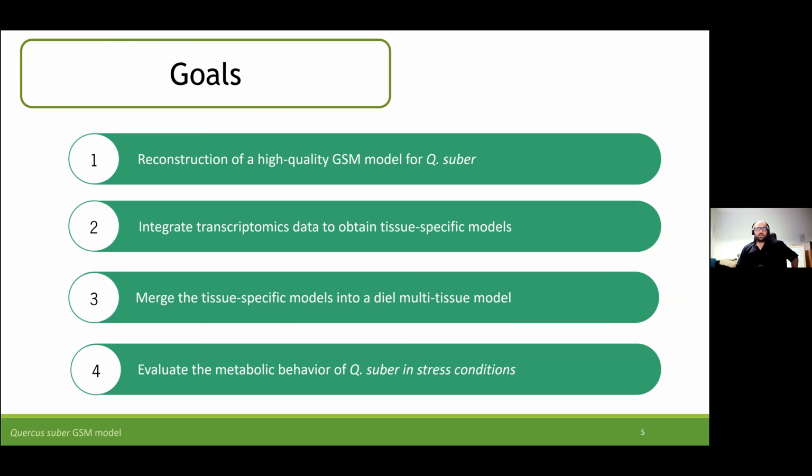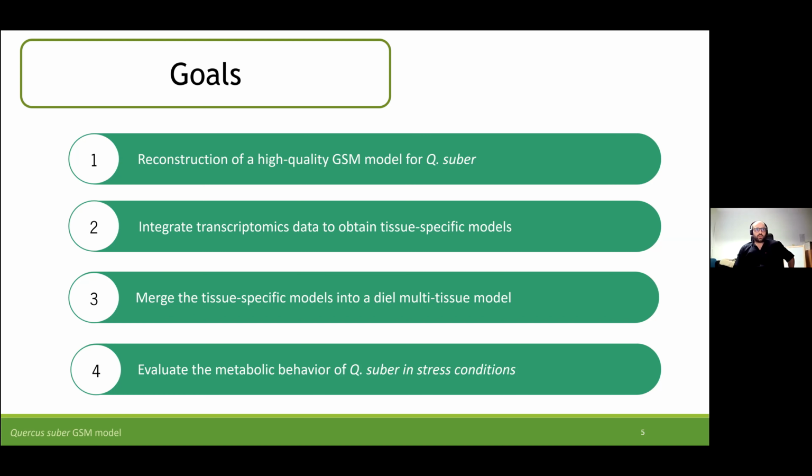So the goal of our project was to reconstruct a high-quality model for Suber, a high-quality model because we want to reconstruct a manually created model. Then we wanted to integrate transcriptomics data to obtain tissue-specific models. So besides having a model that represents the whole genome, the whole metabolic potential, we want to restrict this model and extract tissue-specific models for leaf and for other different tissues of the tree.